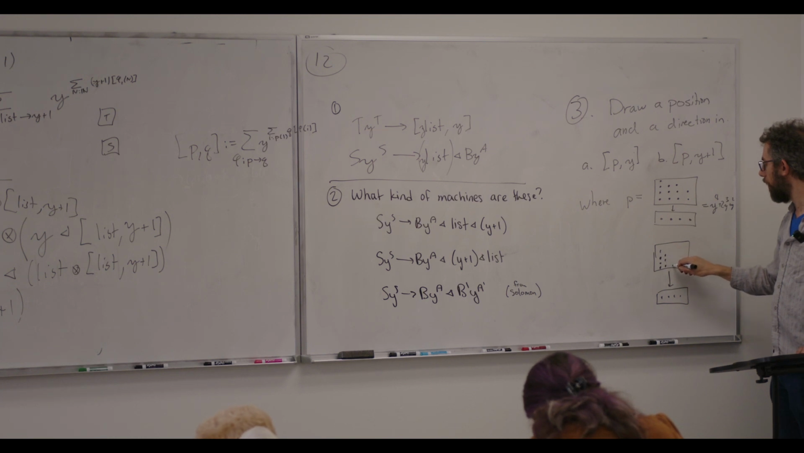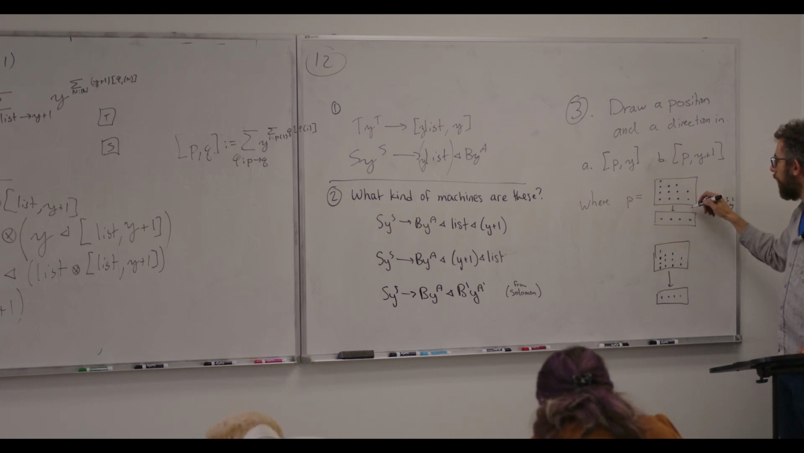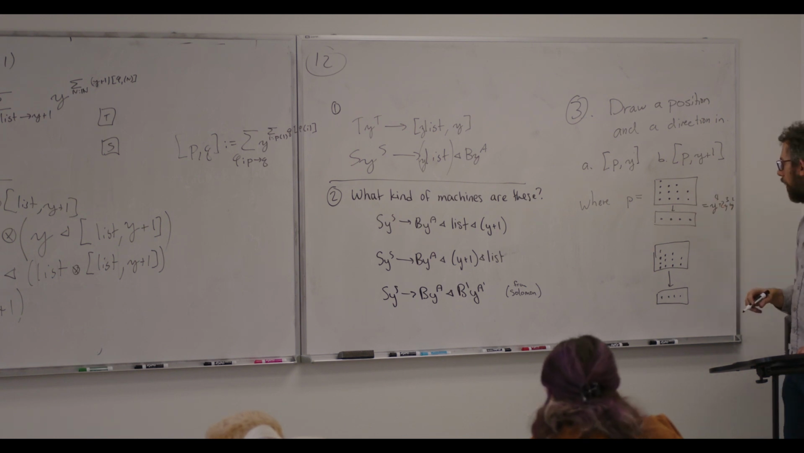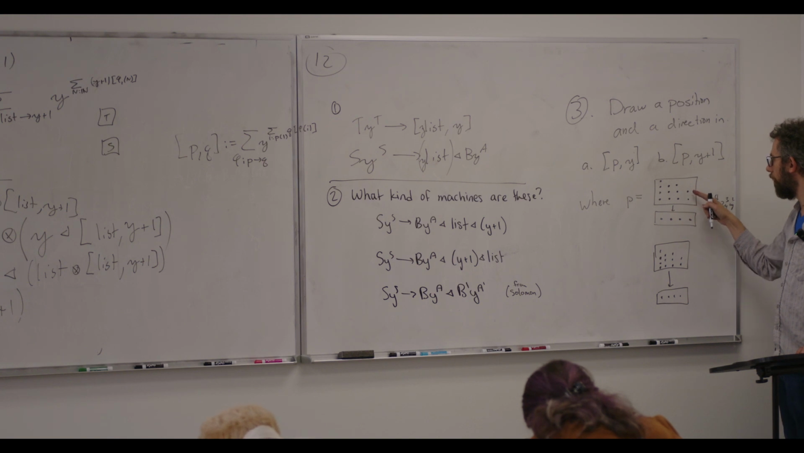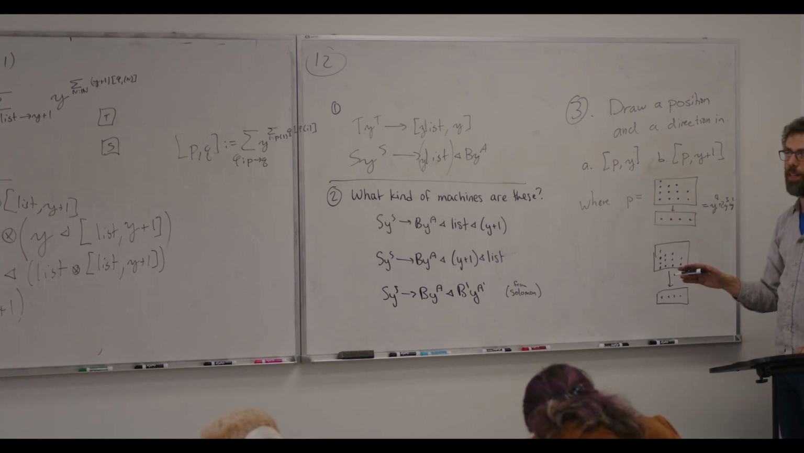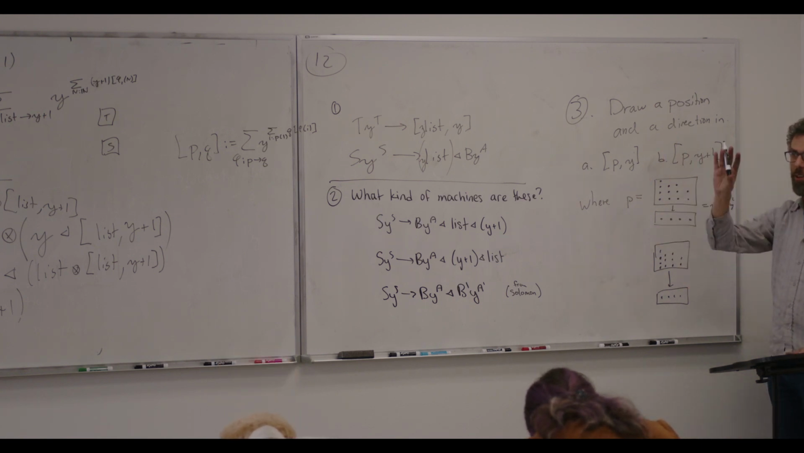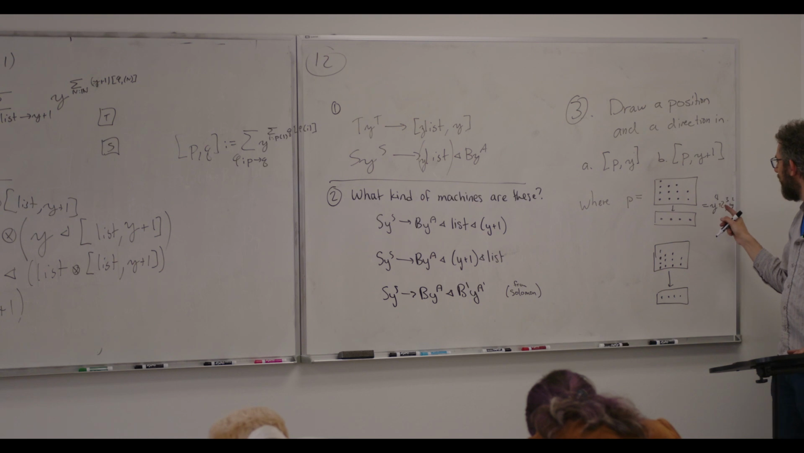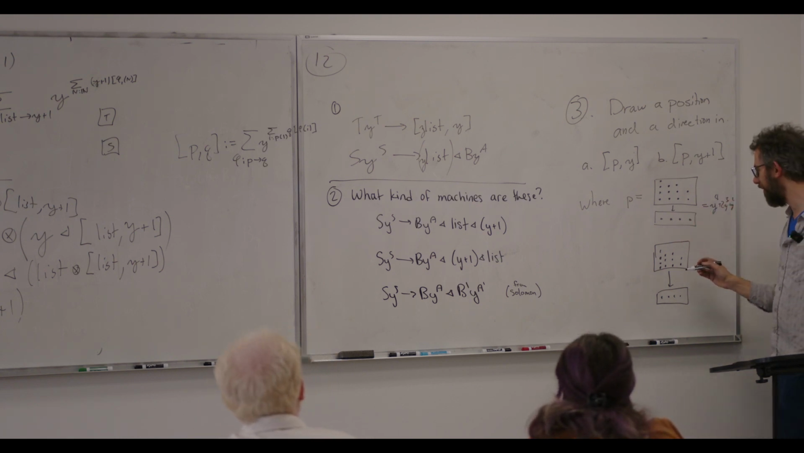So if this is p, it would be y to the 4th plus y cubed plus y cubed plus y squared. And these 4 dots go here, these 3 dots go here, these 3 dots go here, these 2 dots go there. Okay, so that's how he likes to draw them, and 99% of all mathematicians in the polynomial world like to draw it that way, and I just like to draw it this way.